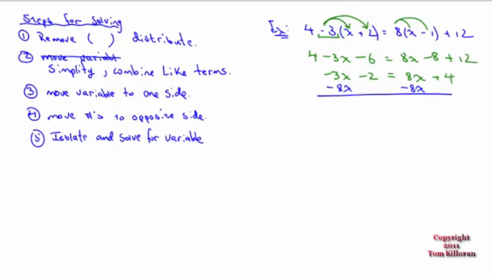What's negative 3x minus 8x? Negative 11x. So this is negative 11x minus 2 is equal to 8x minus 8x, 0. Don't say they cancel. It actually turns into 0. Then 0 plus 4 is 4.